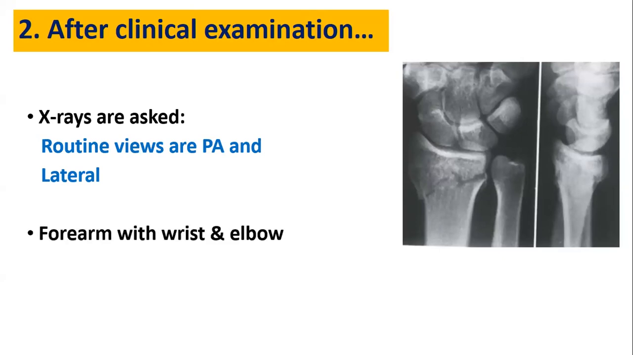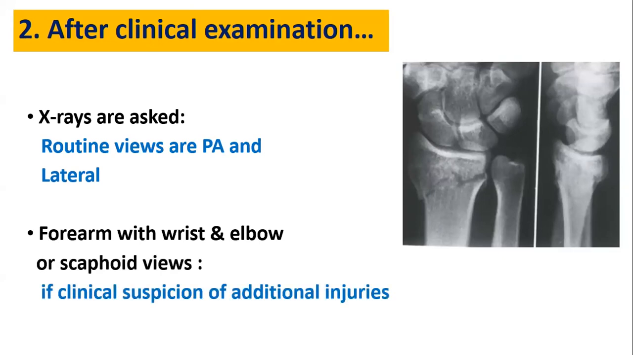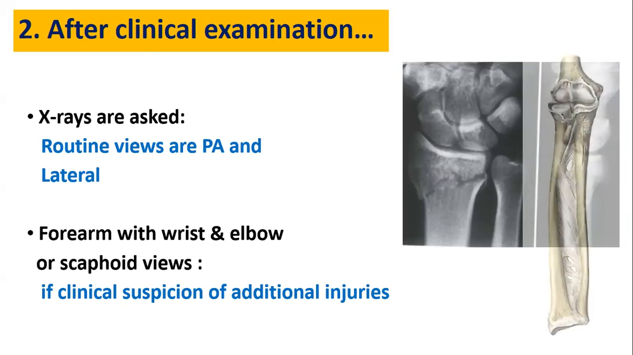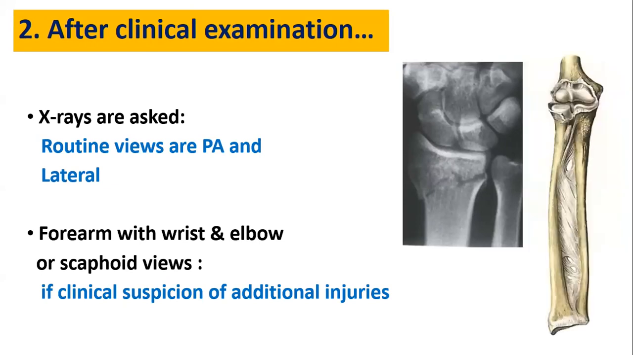But sometimes, again, based on your clinical examination, forearm X-rays with wrist and elbow and scaphoid views are very important if clinical suspicion of any additional injuries are there. So the basic concept of looking beyond and above is very, very important. One joint above and one joint below. Because you shouldn't be looking at the distal radius as a single isolated entity like this. It's a part of a combined forearm joint.